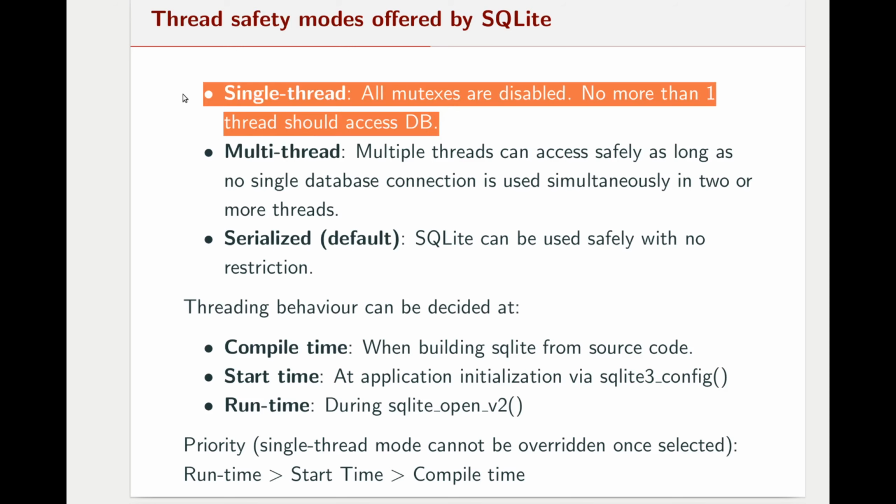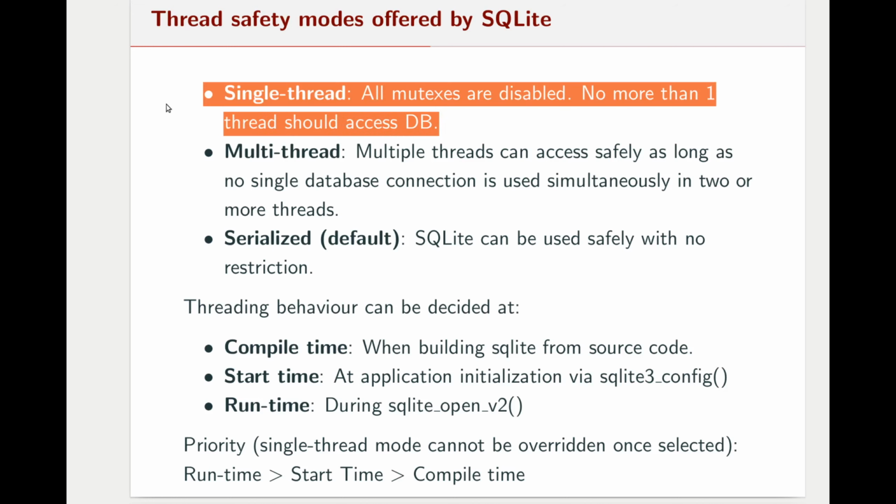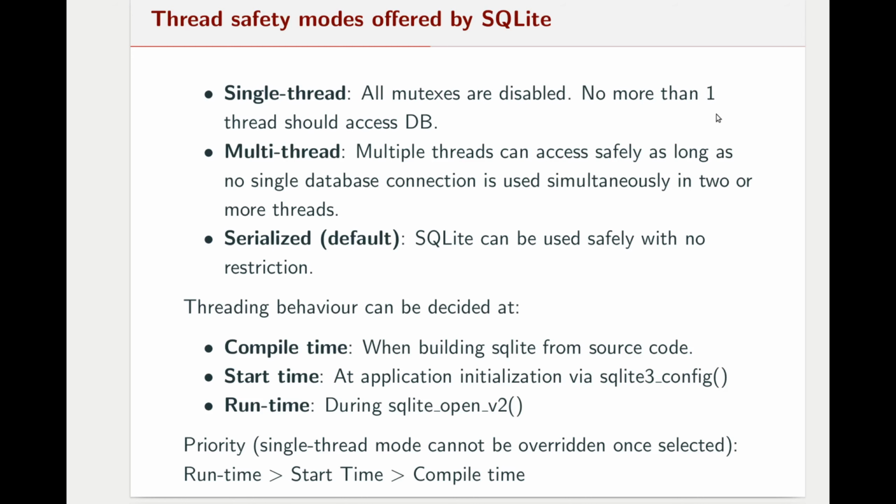So in case you have an Android app and you know for sure that no multi-threading is going to happen, this is something that you should prefer. The next one is multi-thread. Here multiple threads can safely access the database as long as the database connection is not shared simultaneously among two or more threads. And the last one, which is the default, is that there is no safety restriction that's going to hinder you. You can open as many SQLite connections as you want and you're good to go.